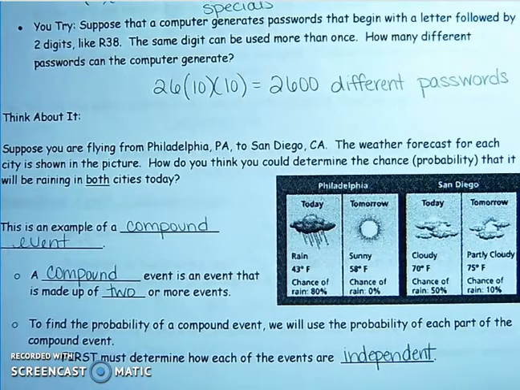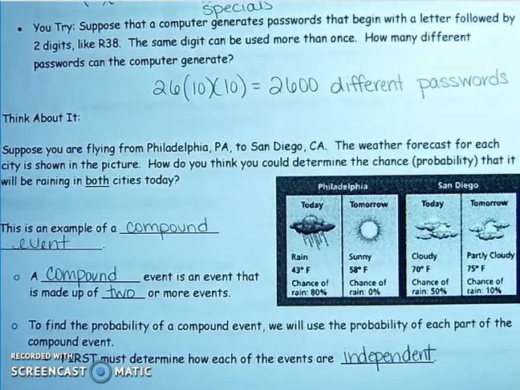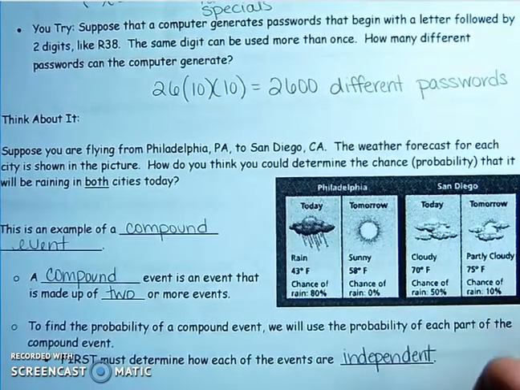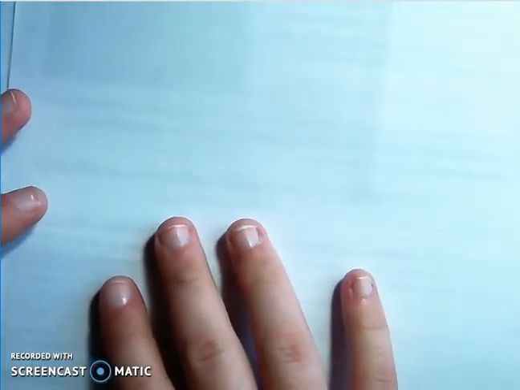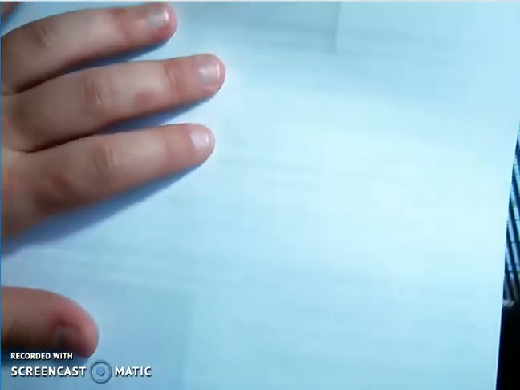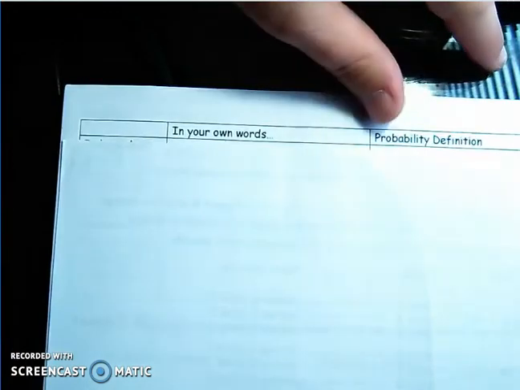This is an example of a compound event because it is made up of 2 events happening at the same time. Before we do anything, we have to determine if these events are independent or dependent of each other. So does the rain in Philadelphia have anything to do with the rain in San Diego? Probably not, because they're on different sides of the country. So, in your own words, real quick, in the table on the next page, write down what you think the definition of independent and dependent are, in your own words.